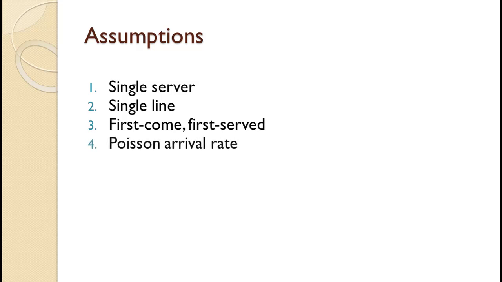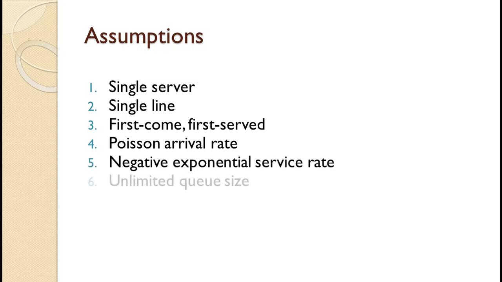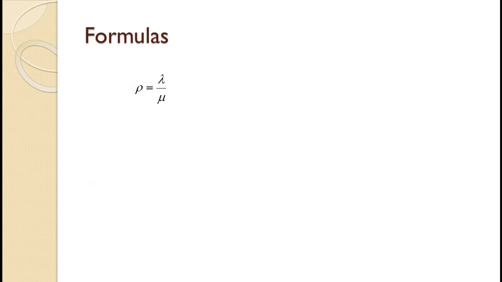4. Arrival rates can be described using the Poisson distribution. 5. Service rates can be described using the negative exponential distribution. 6. There is no practical limit on the size of the waiting line. System utilization rho is computed as the average arrival rate lambda divided by the average service rate mu. This formula is sometimes shown as m times mu. However, in this case there's one server m, so including the term does not change the formula.